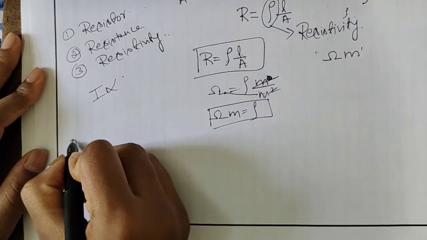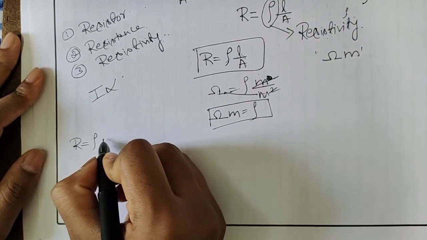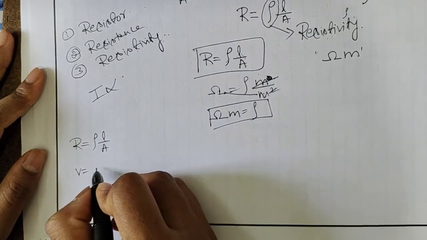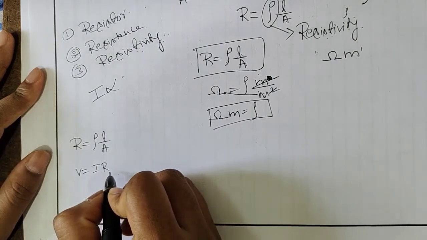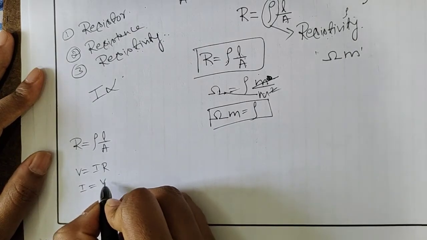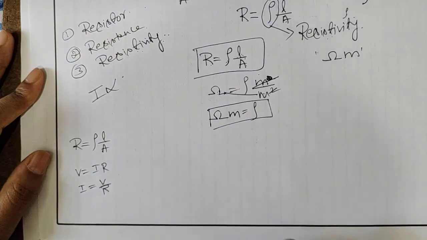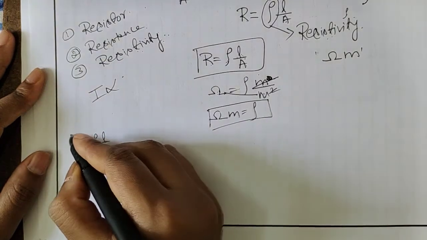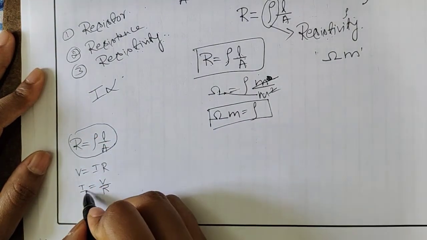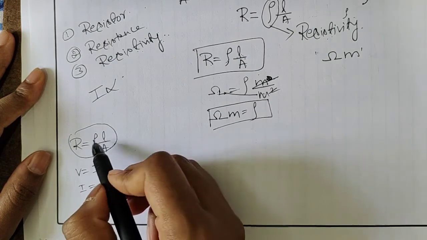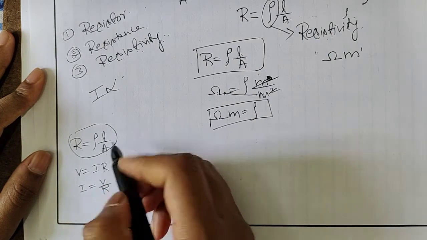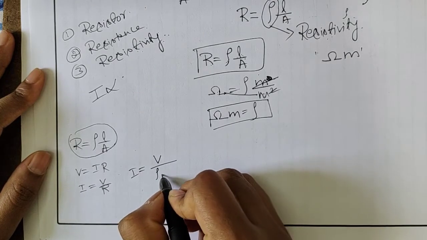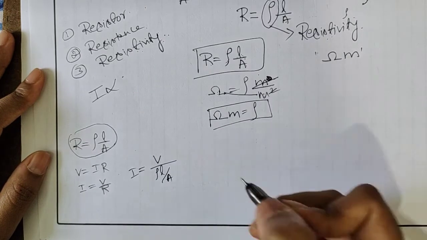So we know the formula R is equal to rho L by A, right? And just take the formula of Ohm's law, that is nothing but V is equal to IR. Take I outside, what is that? I equals V by R, correct? Here we have the value of resistance. Now can I replace this R with rho into L divided by A? So I will get I is equal to V divided by rho into L divided by A.